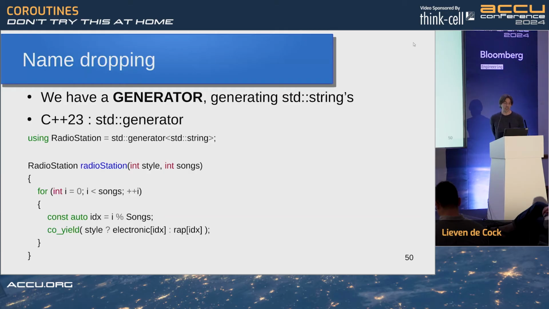We can. C++23 brings a std::generator, because our radio station is nothing more than a generator of songs, where songs are just song titles, strings. So it was a generator of strings. So we say std::generator of strings. Let's call this a radio station. This is the same as before. This didn't change anything, but all the boilerplate was replaced by a one-liner.